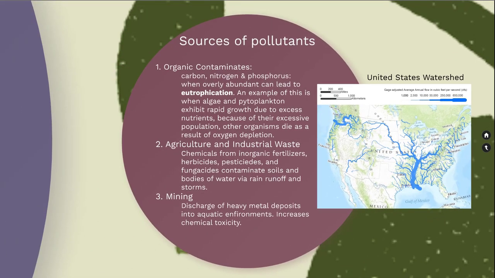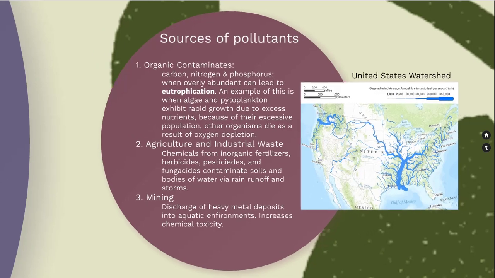The last is mining. So with mining, they're tearing up the ground in a specific area, and this makes lots of heavy metal deposits, and that can also go into the river systems and increase chemical toxicity of the water in that one level.